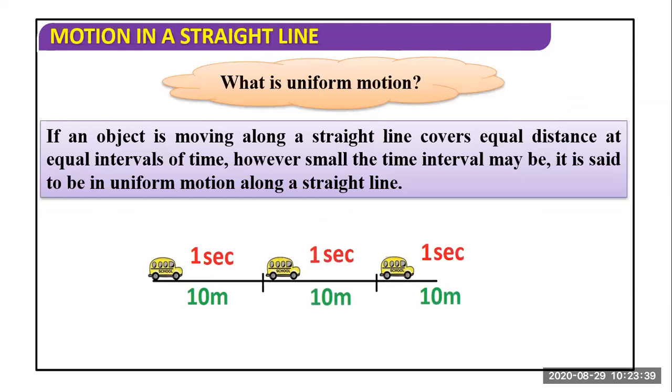Okay, now we will see what uniform motion is. Uniform motion is when an object moving along a straight line covers equal distance in equal intervals of time. In other words, we can say it has constant velocity. You can see an example: 10 meters is covered in 1 second, the next 10 meters are covered in again 1 second, and the third 10 meters are again covered in 1 second.